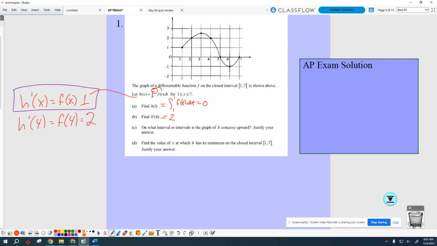On all of these, they want to see this step first. Somewhere on the paper, you need to connect the function to its derivative. Here they gave you a graph of f of x or f of t. How does the integrated function relate to f? Well, the derivative of h is f. We need to tie them together. And now use just this equation. H prime of x is f of x. So h prime of 4 is f of 4. Looking at the graph of f of 4, I get a 2.